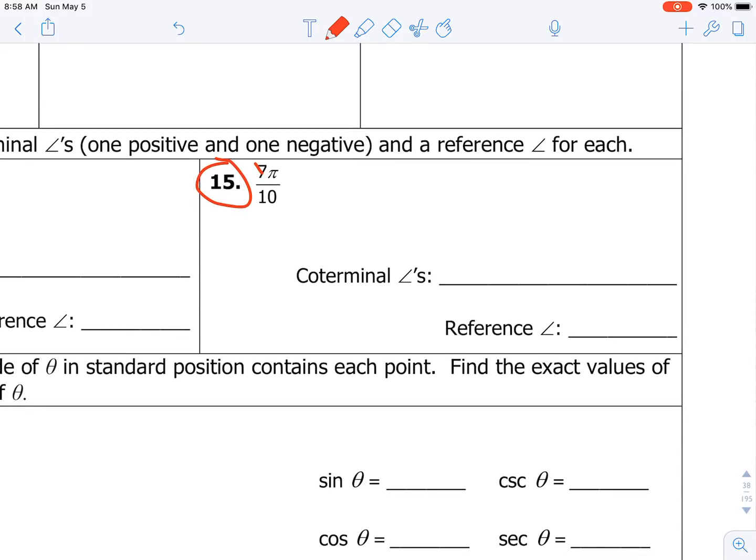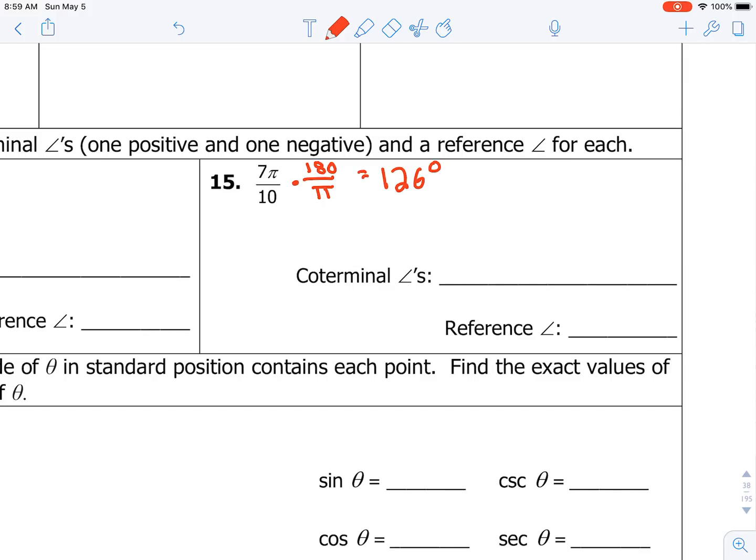15. Okay, been a while since we've done these kinds. So we need our coterminal angles, and then we need our reference angle. So first of all, let's picture this in degrees. So that would be 180 over pi. And 7 times 180, basically when you do all that, I think that's 1,260 divided by 10. Let me make sure here. Yeah, it's going to be 126.